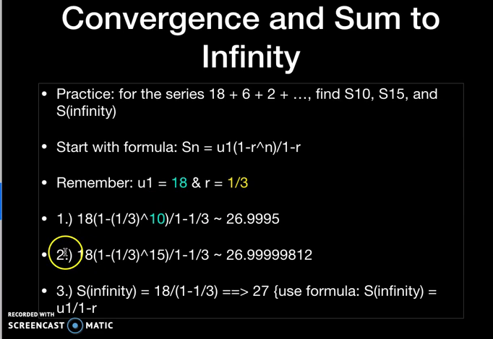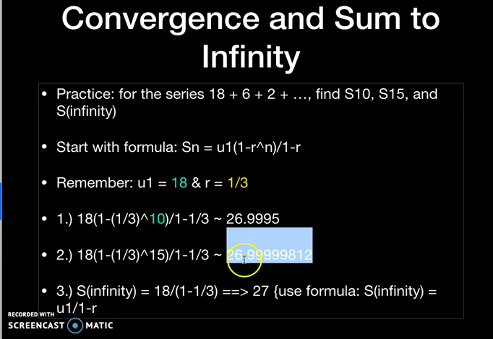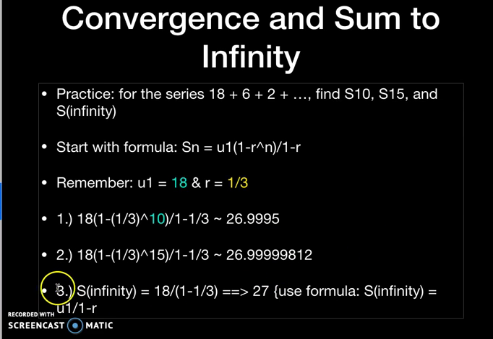Okay, so the second one, we're trying to find S15. So I do the exact same thing. I put in 18 because it's still my first term. I leave the ratio, still the same ratio, but what I do differently is that I put the exponent value of 15. And finally, I will get a semi-different value, but relatively similar, 26.999999812.